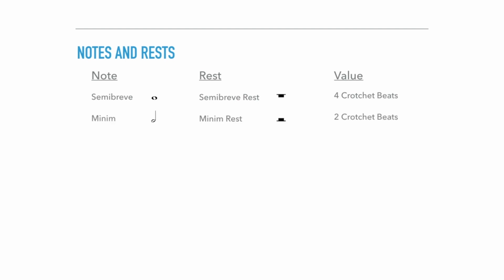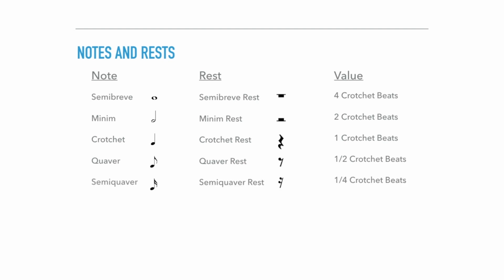Then you've got a minim, which is worth 2 beats, and a minim rest. Then you've got a crotchet, which is 1 beat, a quaver, which is half a beat, and a semiquaver, which is a quarter of a beat. Now, that's obviously not all the values you can get.